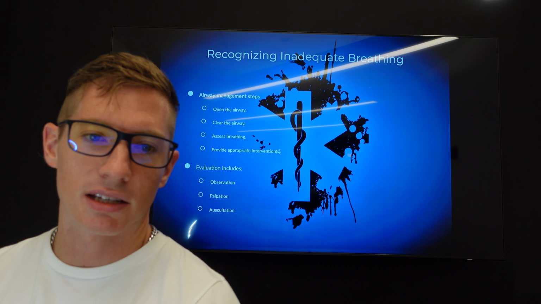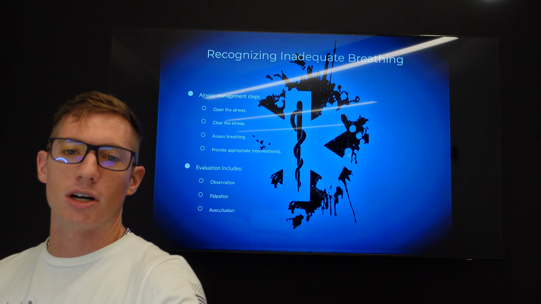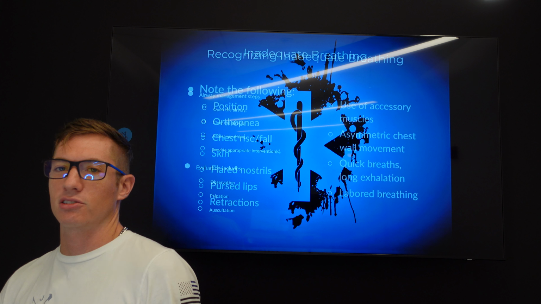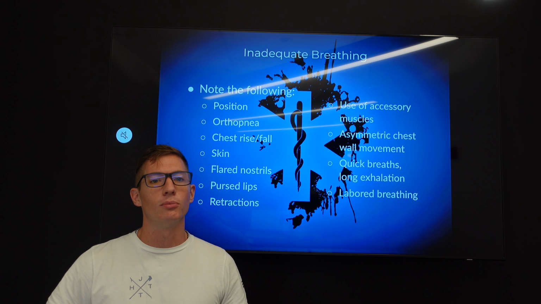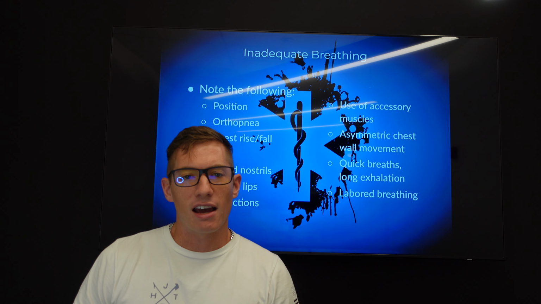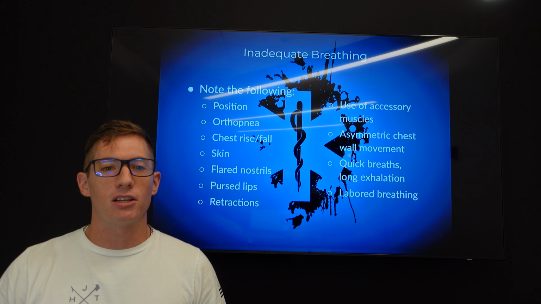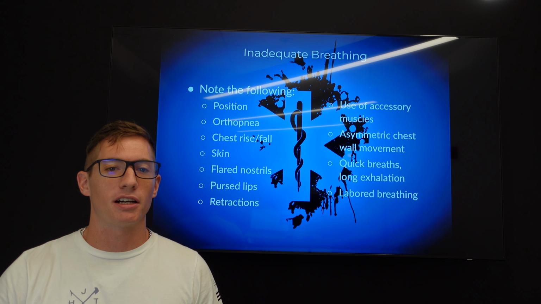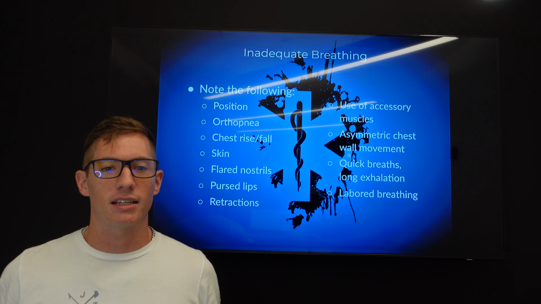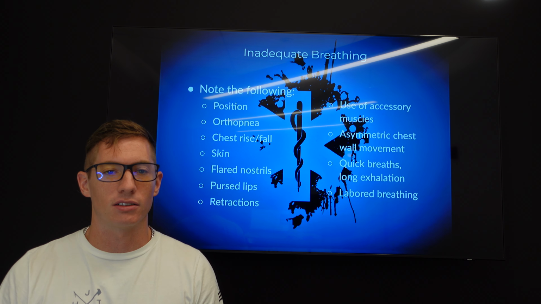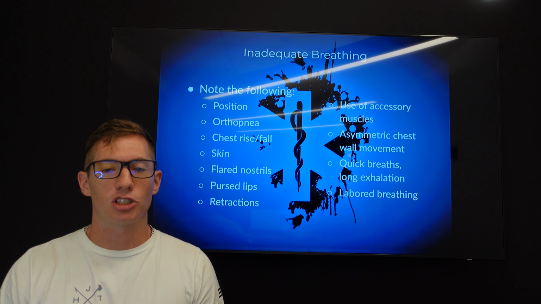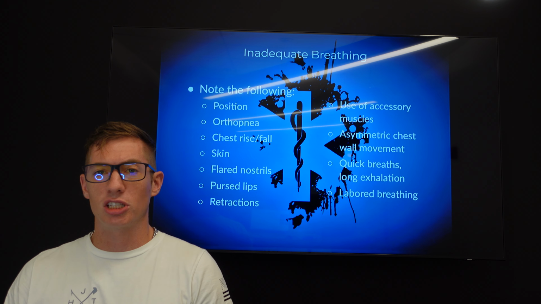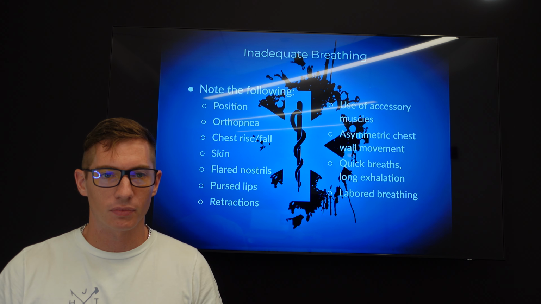Evaluation of a patient with a respiratory complaint includes visual observations, palpations, and auscultation, that is listening with a stethoscope. Visual techniques. At first, use the sight of the patient's position, the tripod position. This is with their elbows out and experiencing orthopnea. Positional dyspnea. So if at a certain position they can't breathe, that is orthopnea.